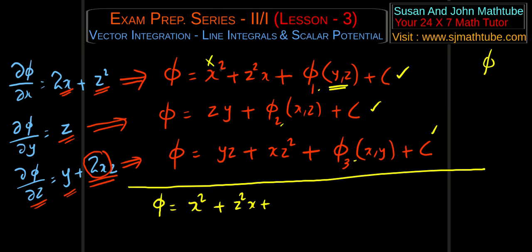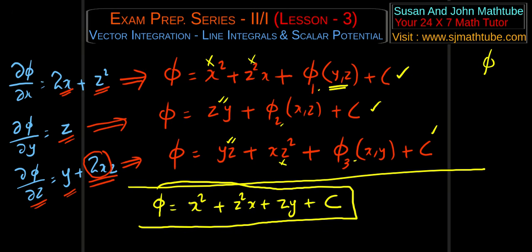This is depending on x, this is depending on x. Yeah, this does not depend on x. Okay, this does not depend on x, but it's the same thing. I told you not to take repetition. So I'm going to write zy exactly once. This one depends on x. That's it, plus c. So this is our scalar potential. So that is x square plus z square x plus zy.